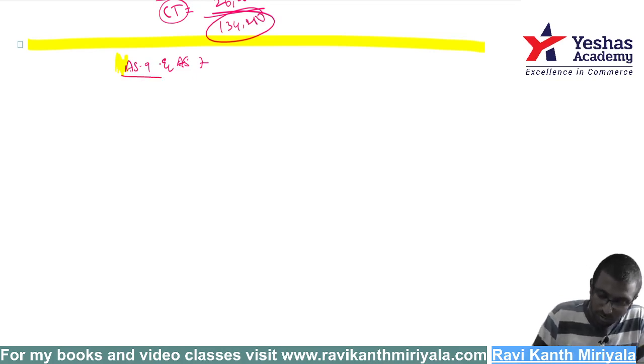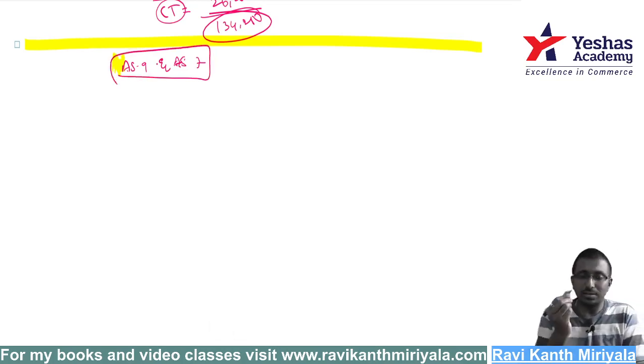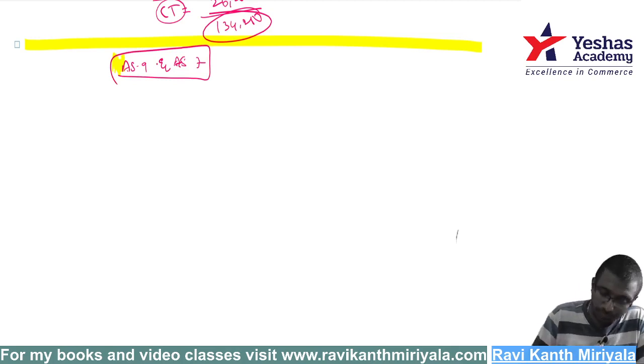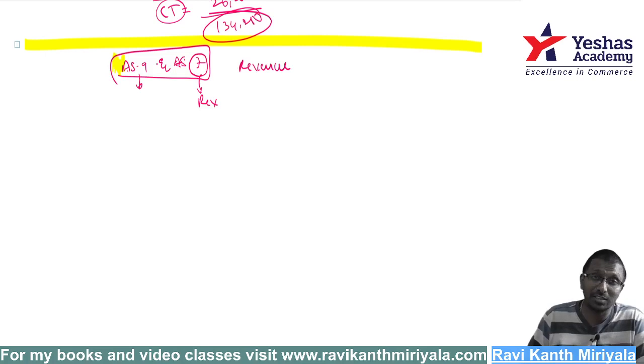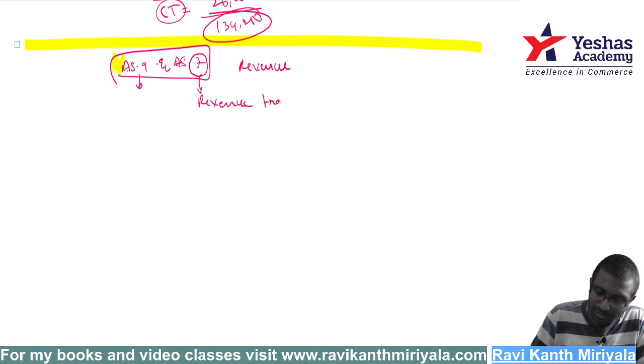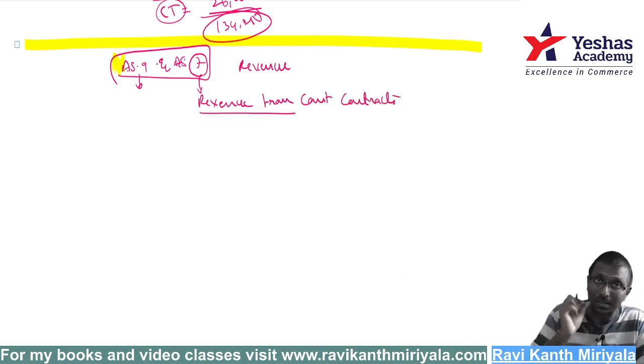These two standards are related to revenue. Accounting Standard 7 is construction contracts. Even in the heading you don't find the word revenue, but it is nothing but revenue from construction contracts.